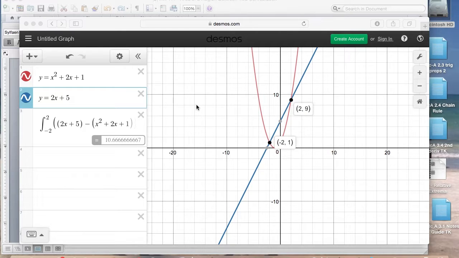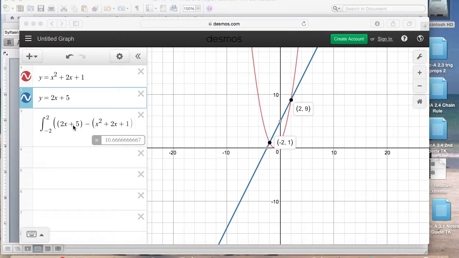What I have here is I graphed the two functions that were given, x squared plus 2x plus 1 and 2x plus 5. I graphed it on Desmos because my graphing calculator at home won't work on my Mac. And so to find the area between those two curves, your steps are the same on your graphing calculator. You enter both equations, then you calculate the intersection of the two equations. And so -2 is where it starts and +2 is where it ends.